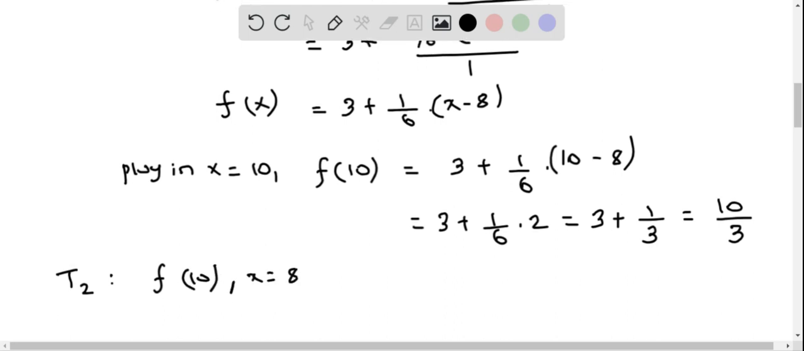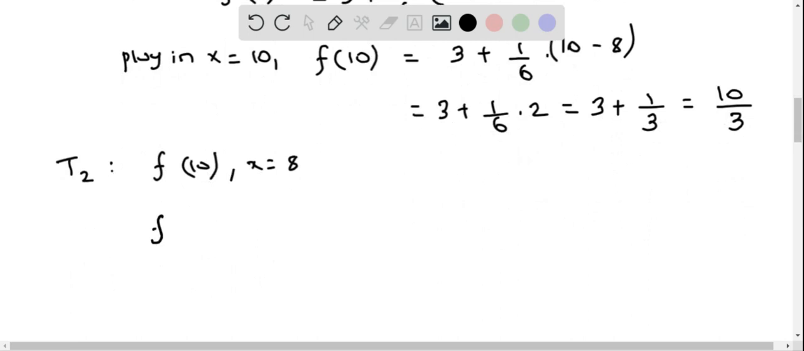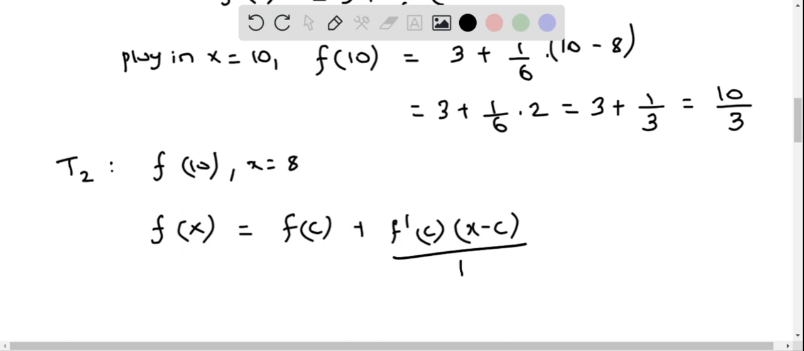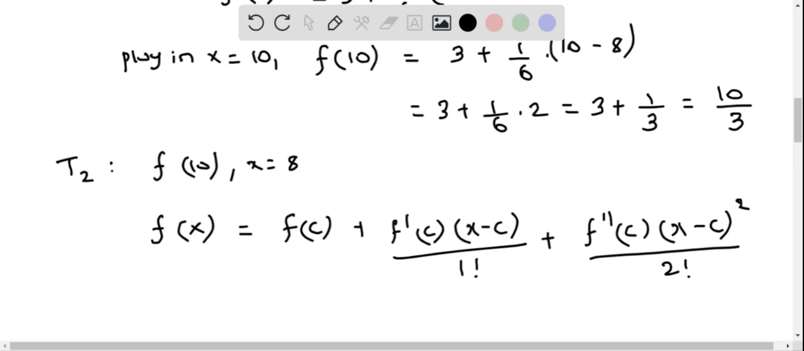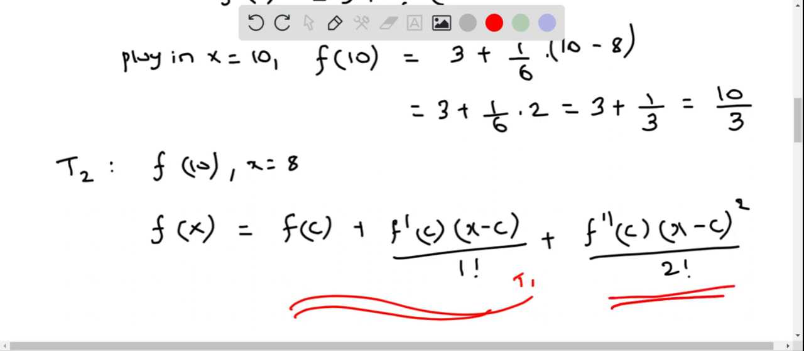So first let's write the formula for f of x. Therefore f of x is equal to f of c plus f prime of c times x minus c to the first power, divided by 1 factorial, plus f double prime of c times x minus c quantity squared divided by 2 factorial. As you can observe, this is basically T1, which we have already completed. So we don't need to do this. We just have to do only this part. So let's do this part.